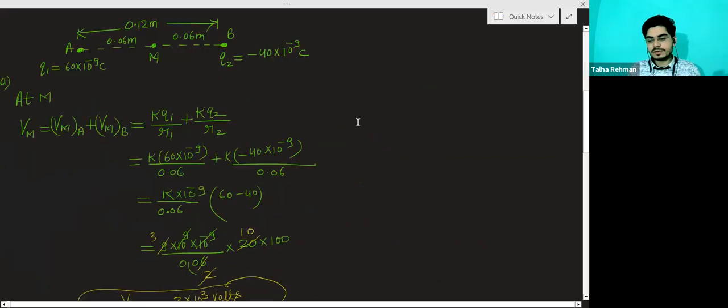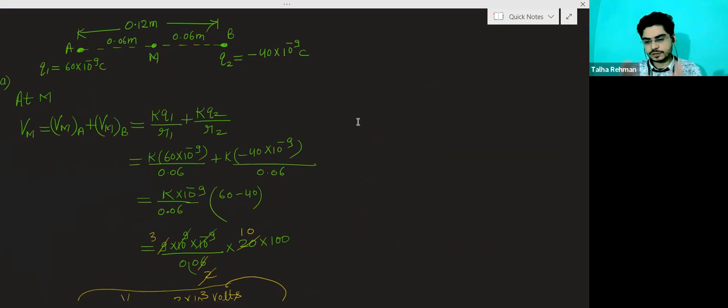The main thing to solve the numerical is the calculation and the formula and how to apply the formula to solve the question. That is important. And with practice, you will understand that.